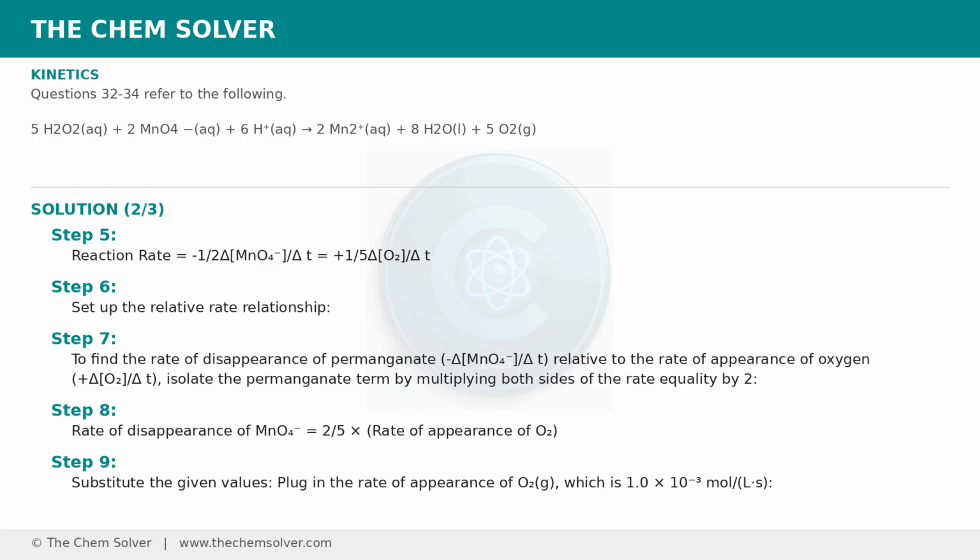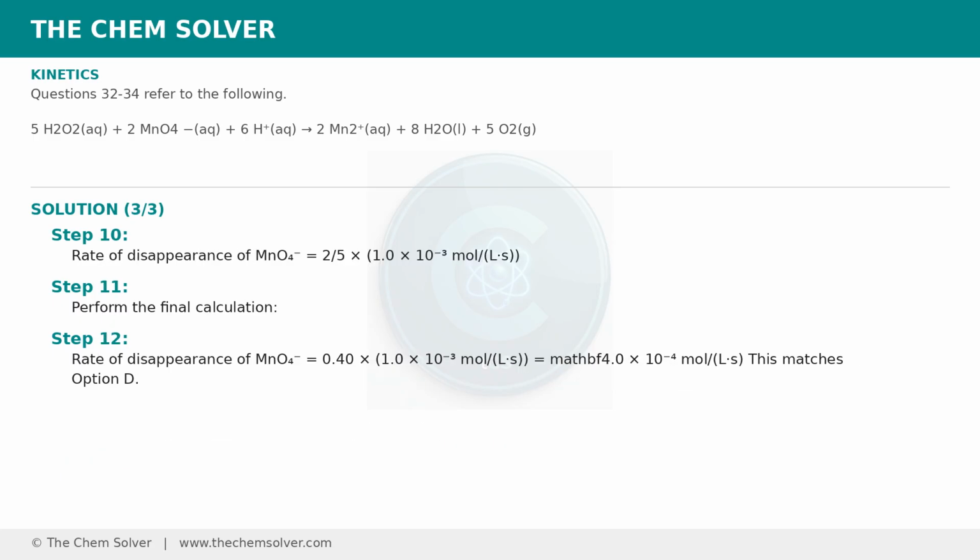Substitute the given values. Plug in the rate of appearance of O2, which is 1.0 × 10⁻³ moles per liter per second. Rate of disappearance of MnO4⁻ equals 2/5 times 1.0 × 10⁻³ moles per liter per second.